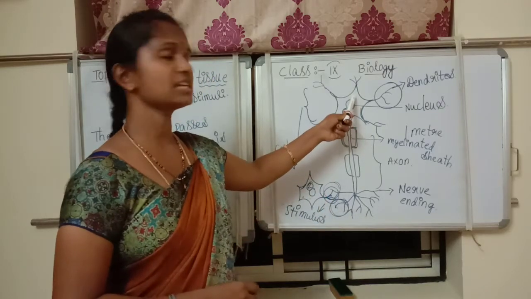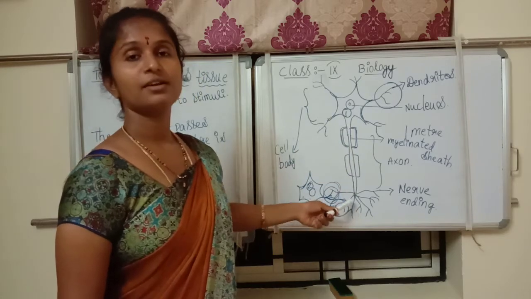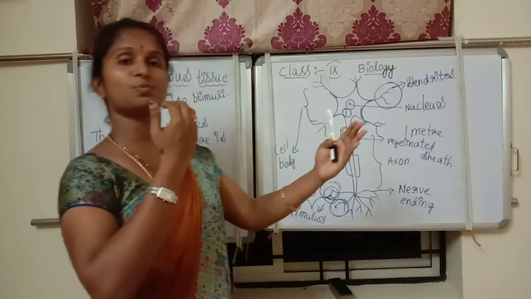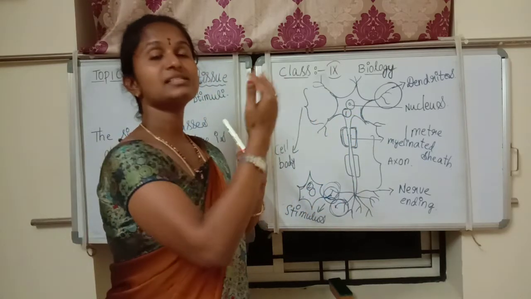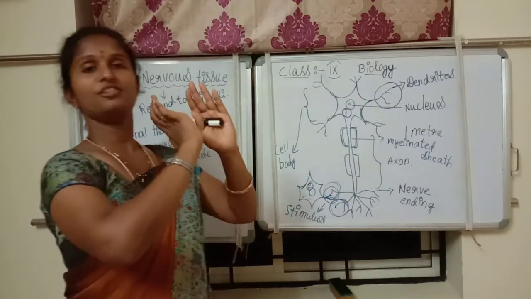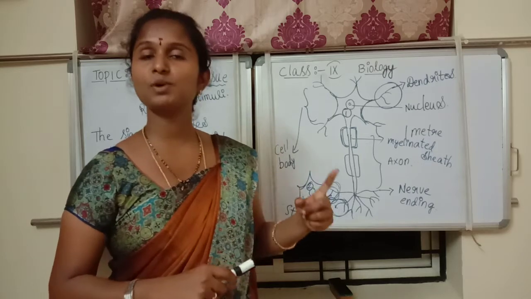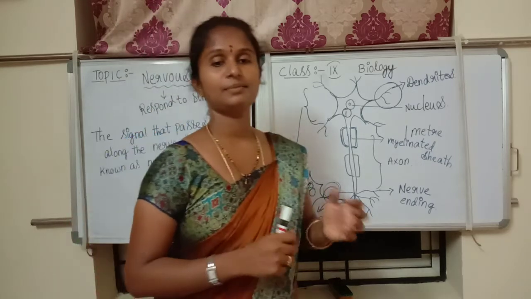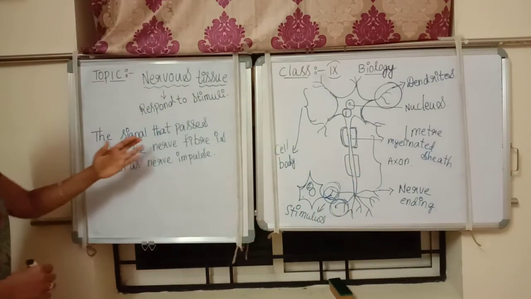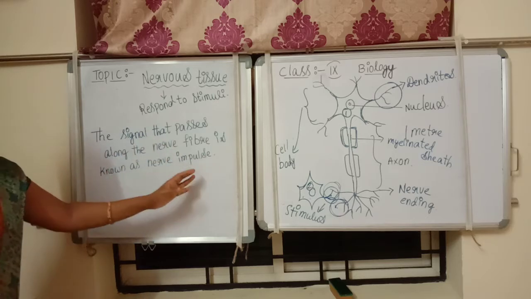If this nerve cell knows the information, it will be transferred through the nerve ending into another neuron. At that time, you will respond to the stimulus. Stimuli means sudden happenings. If something happens to you, your body will move, your hand will move, your eyes will close. That was the response to stimuli. And the signal that passes along the nerve fiber is known as nerve impulse.